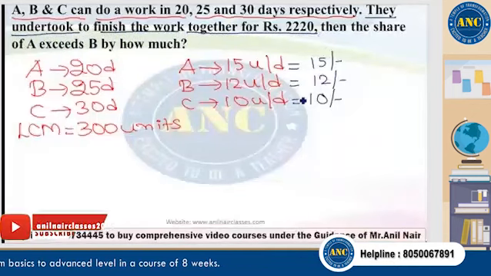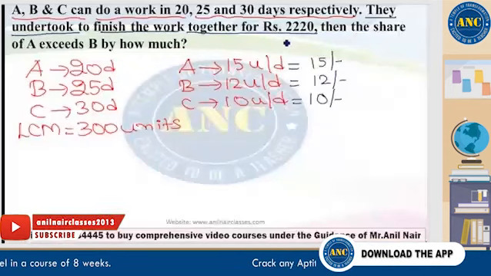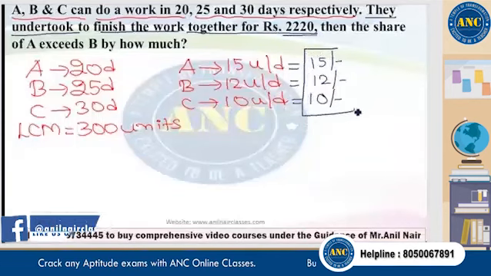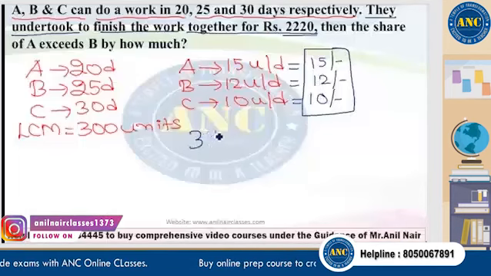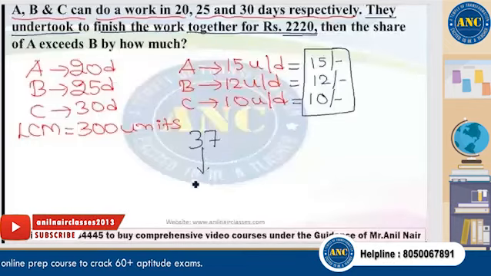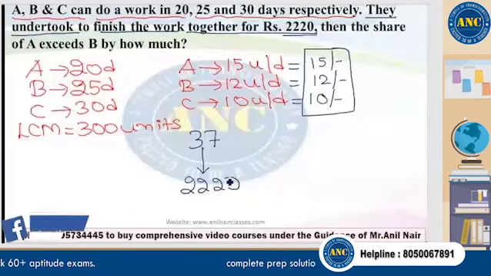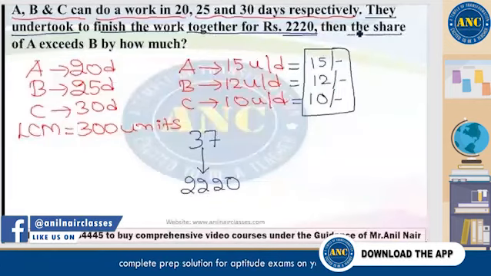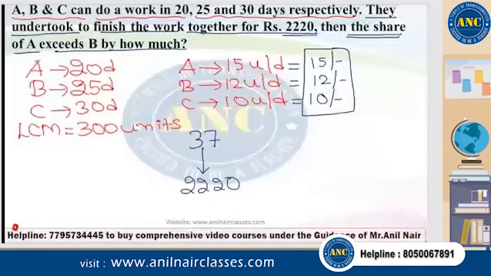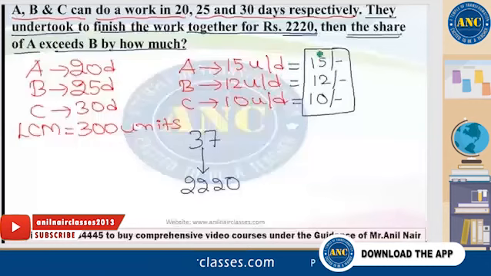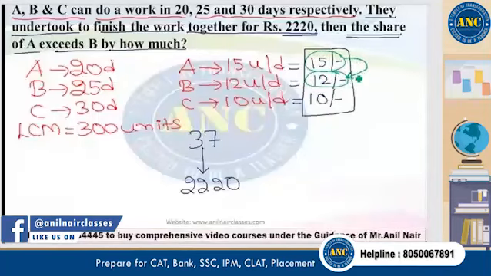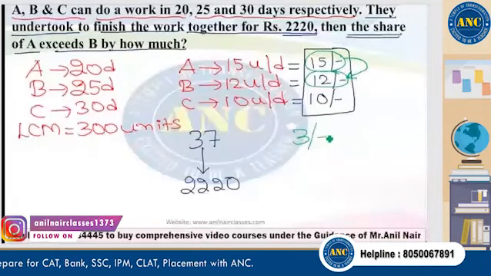That means according to the question, it is 2220. But according to my assumption, 15 plus 12 is 27. 27 plus 10 is 37. According to my assumption, it is 37 rupees. But according to the question, they took totally 2220. Then find the share of A. The share of A exceeds B by how many rupees? A's share is 15, B's share is 12. According to my assumption, it is exceeding B by 3 rupees.